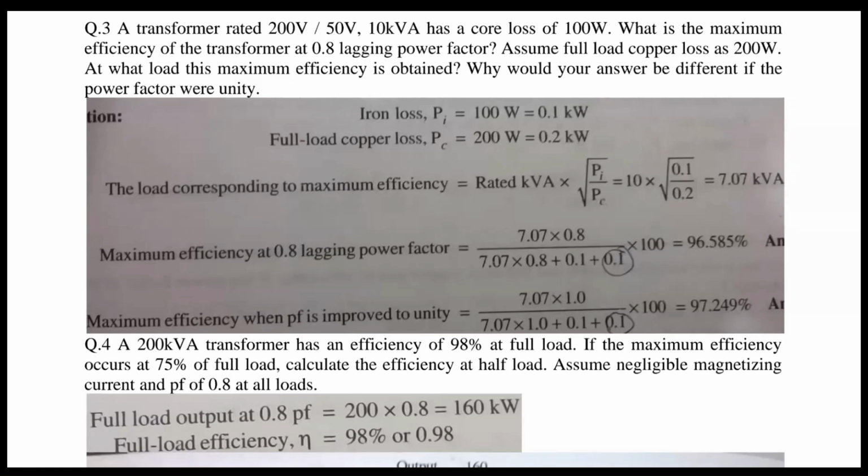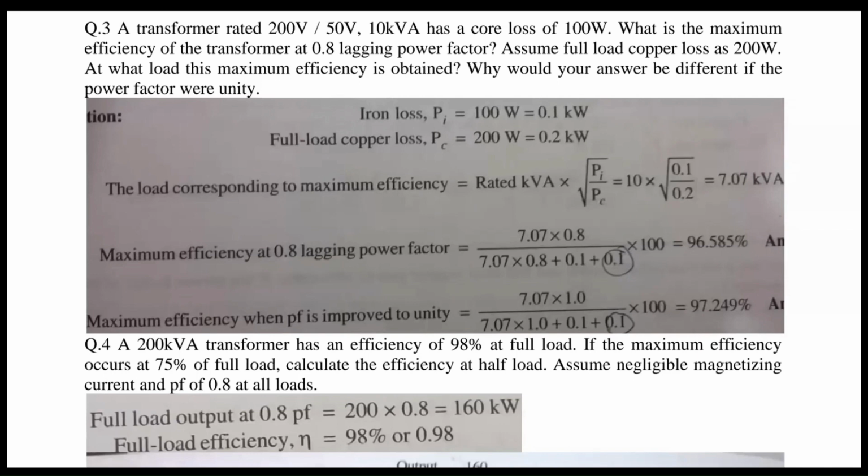So in this numerical, a transformer rating of 200 volts upon 50 volts is given, and it is a 10 kVA transformer, and core loss is given as 100 watts. Okay, so we have to calculate the maximum efficiency of the transformer at 0.8 lagging power factor. Assume that the full load copper loss is 200 watts. At what load is this maximum efficiency obtained?